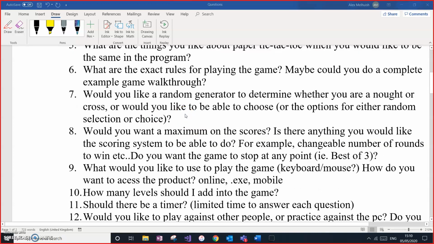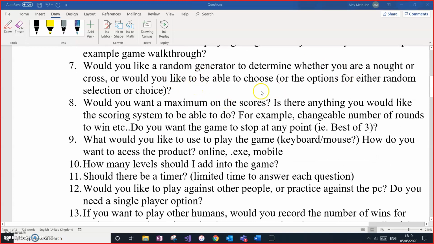Okay, so the next question, number 7. So we're getting more specifically now about the functionality. Would you like a random generator to determine whether you are a nought or a cross, or would you like to be able to choose? Well, from my point of view here, I would like the option for both of those to happen. Sometimes it can be agreed upon with the person that you're playing as to who goes first, in which case that should be permissible. Sometimes, if you were playing against a computer, for example, then yes, you'd need some form of random generator to decide who goes first. So that is something that I can be fairly clear on, in terms of having both of those options available for playing a game.